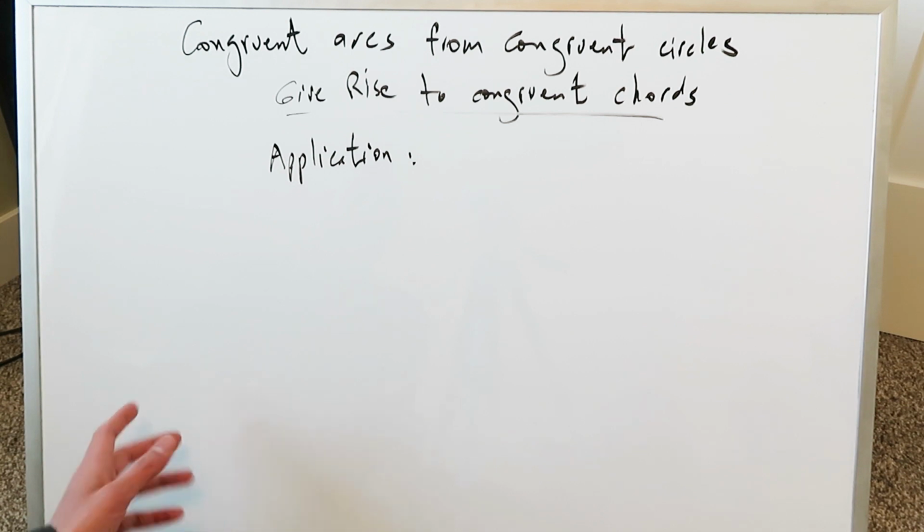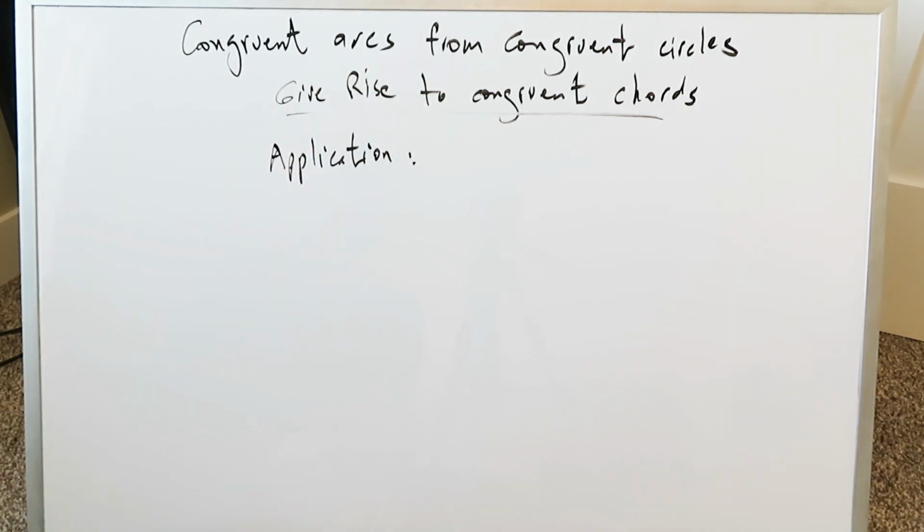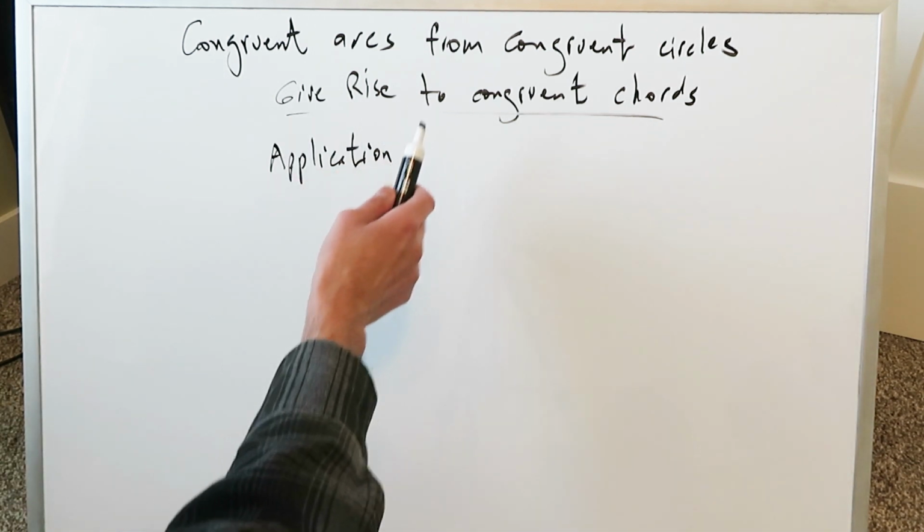We have a very interesting topic today. Congruent arcs from congruent circles give rise to congruent chords. In terms of an application, that's what we're looking at. But what exactly does this topic mean?